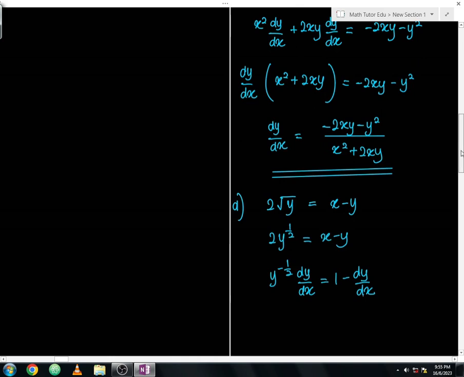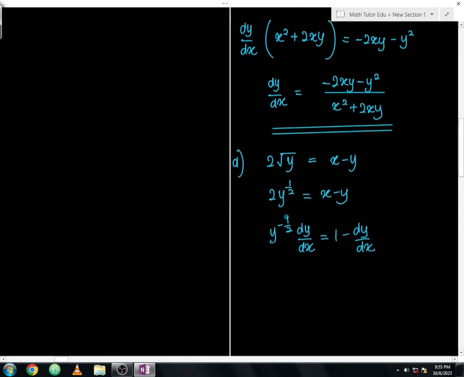For the next step, I'm going to change this from index form back to fraction form, because our power is in negative form. So y to the power of negative 1 over 2, I'm going to write as 1 over square root y, times dy over dx equals 1 minus dy over dx.